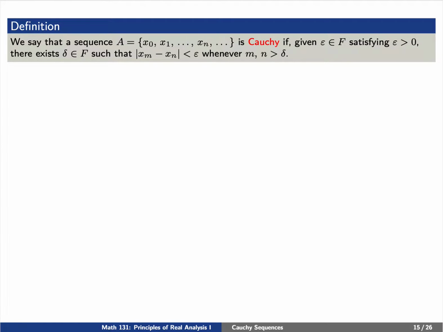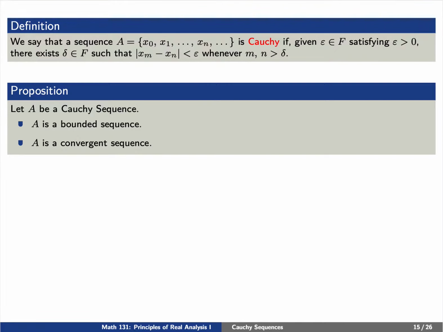We'll use this to make a definition. We'll say that a sequence A is Cauchy if, given a positive epsilon, there exists a delta such that x_m minus x_n is less than epsilon whenever m and n are greater than delta. In fact, Cauchy sequences are very nice.